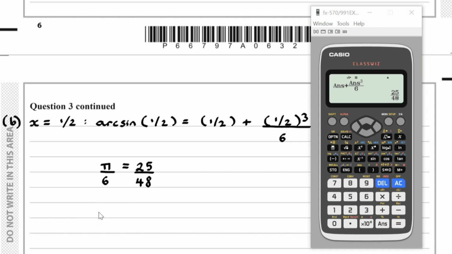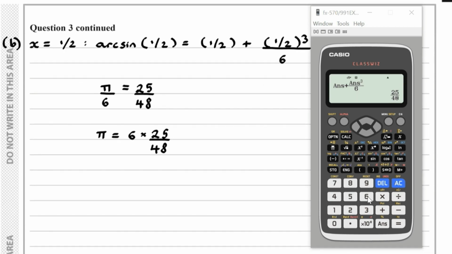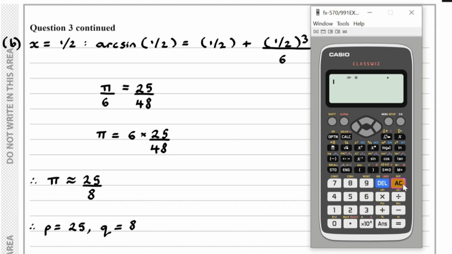And so pi then is equal to 6 lots of 25 over 48. So if I multiply this by 6, we get 25 over 8. So therefore pi is approximately equal to 25 over 8. P is 25. Q is equal to 8.